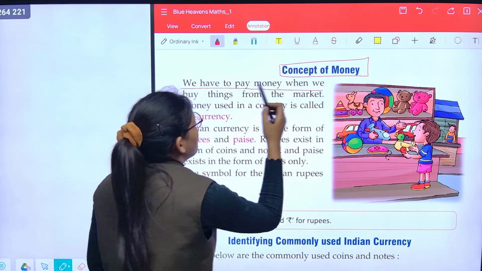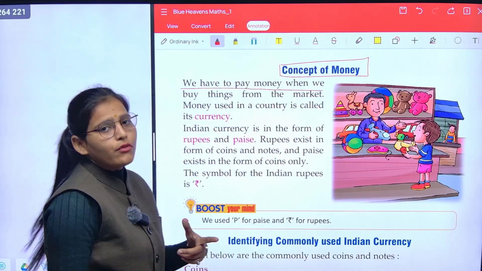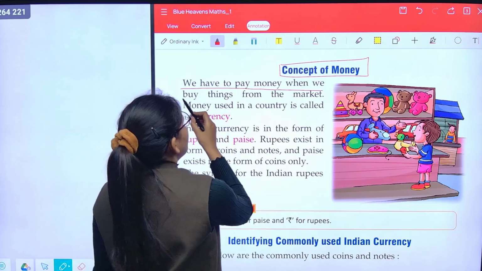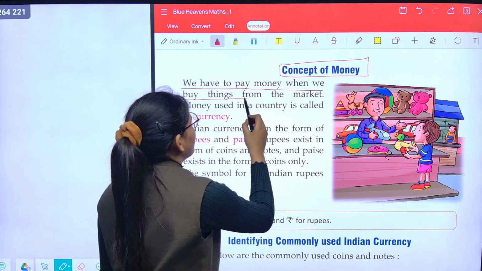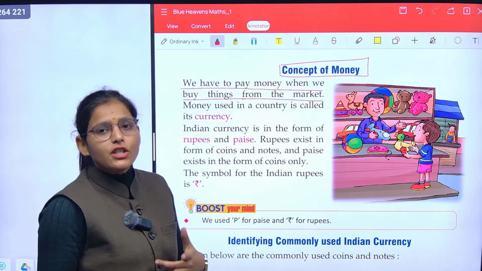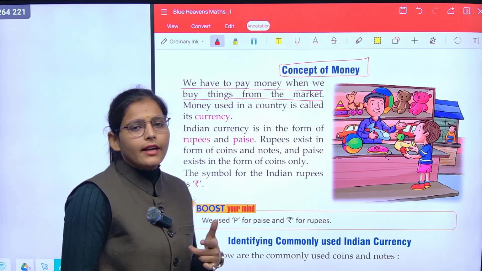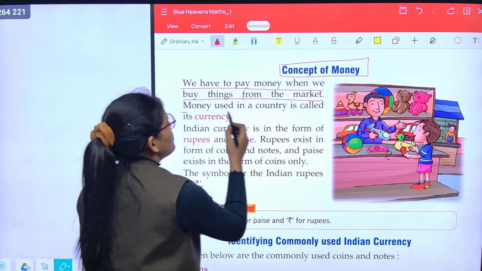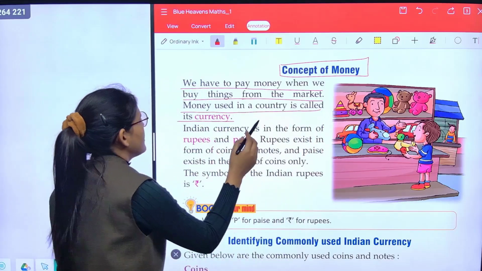When we buy things from the market, we have to pay money. हमें money pay करना होता है अपनी चीजों को खरीदने के लिए, buy करने के लिए. Money used in a country is called its currency.